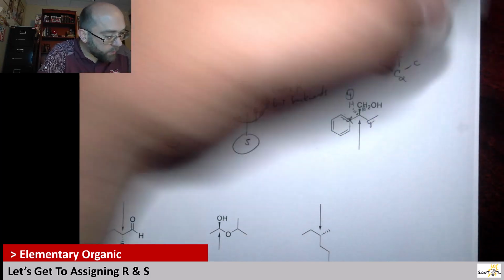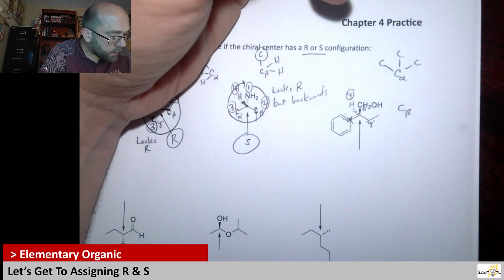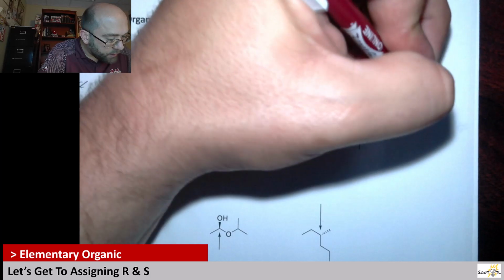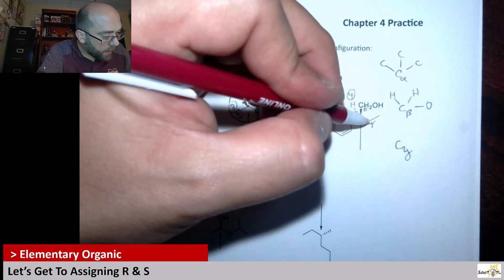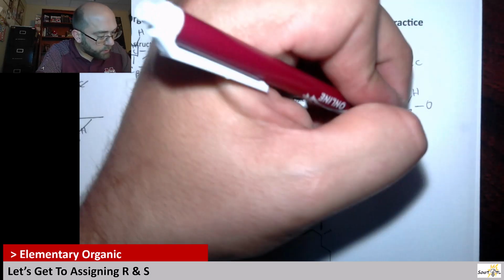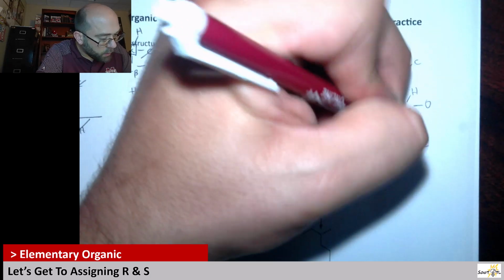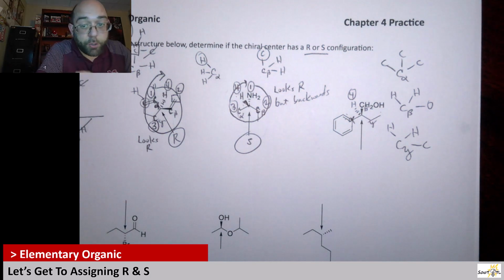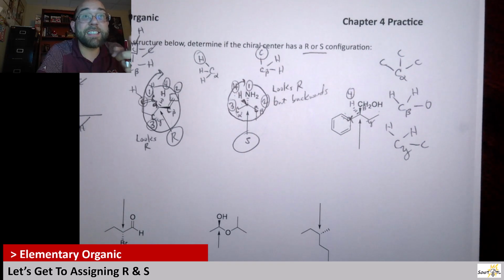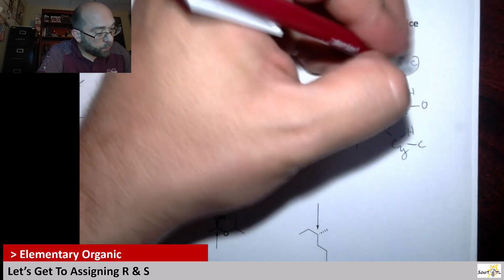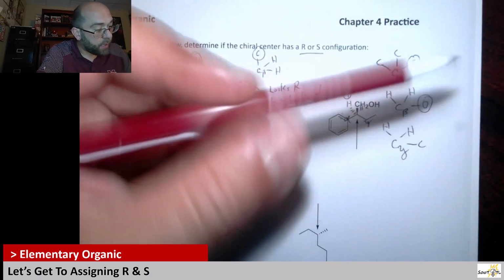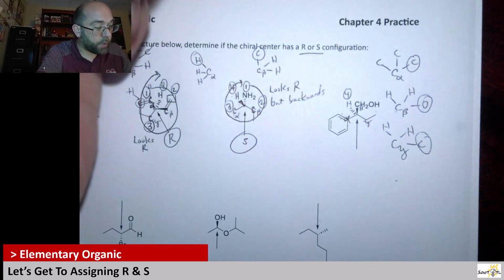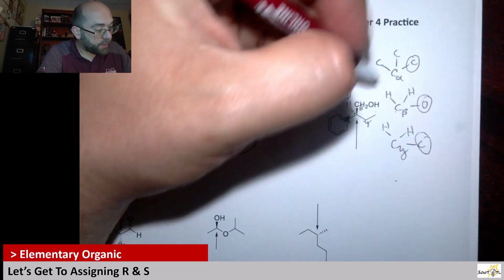Carbon beta has 2 hydrogens and an oxygen, and then carbon gamma here has 1 carbon and 2 hydrogens. All right, so now what do we do? When you look at this branching, you take the highest atomic number atom first. So when we look at carbon alpha, we're comparing carbon. If we look at carbon beta, we're comparing oxygen. And if we look at carbon gamma, we're comparing carbon. So guess what? The CH2OH actually is first priority.